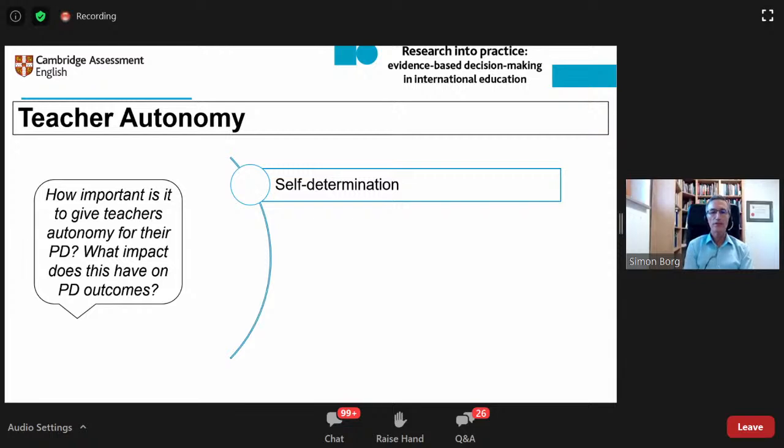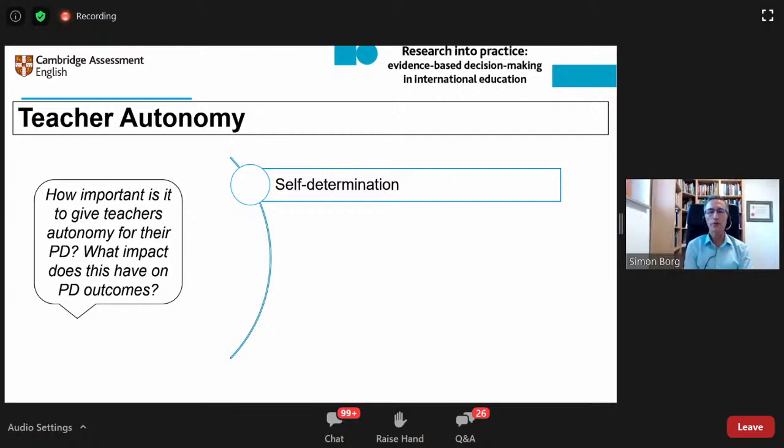So a few reflections on this issue. First of all, we've got the issue of self-determination. The argument here is that teachers will benefit from professional development more if they engage in it because they want to. The idea is that voluntary participation is likely to be more effective than participation in professional development that is compelled. And of course, it's an intuitive argument. It does make a lot of sense.